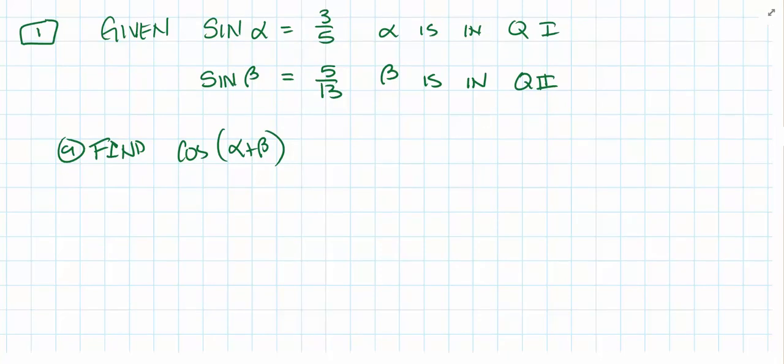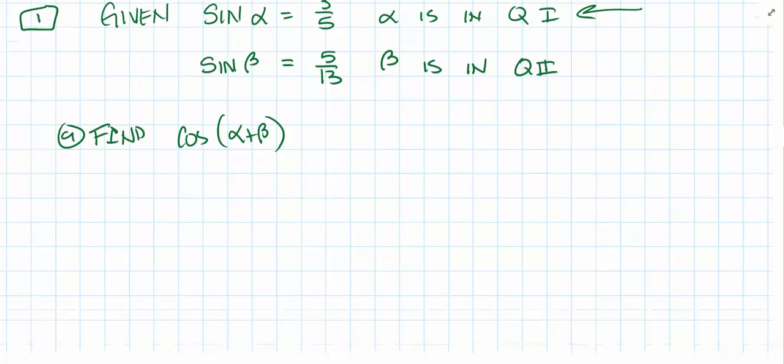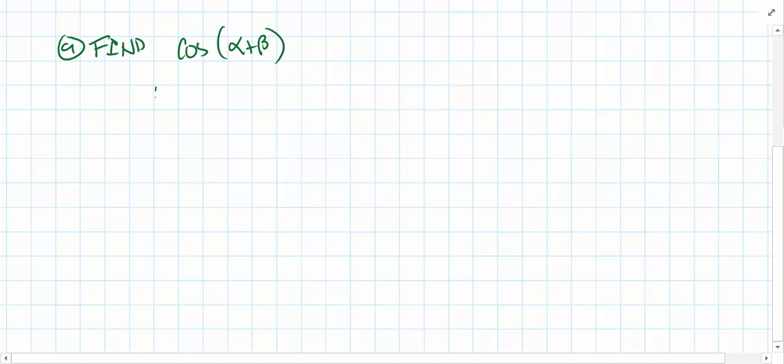All right, so the first thing I want you to do when you have these types of problems is draw the two separate pictures in the appropriate quadrants. Let's take all the information from part 1: sine alpha is 3/5 and alpha is in quadrant number 1. This is my alpha picture, and alpha is in quadrant number 1.